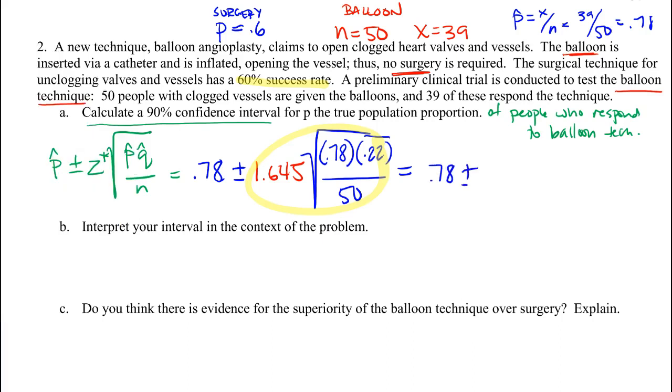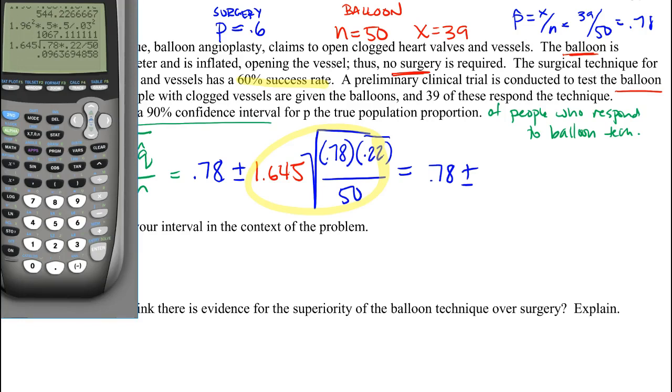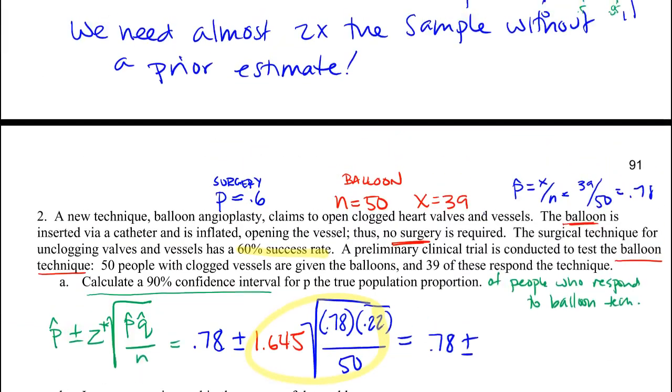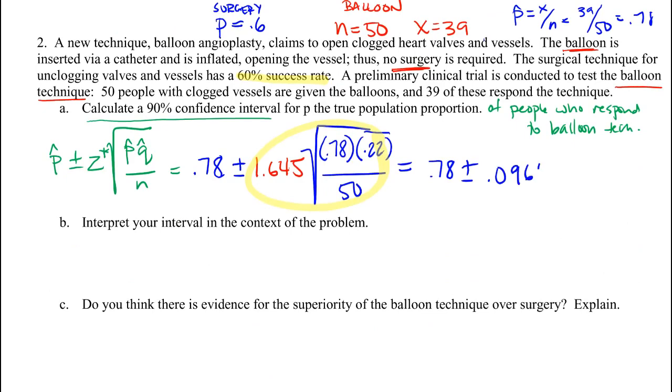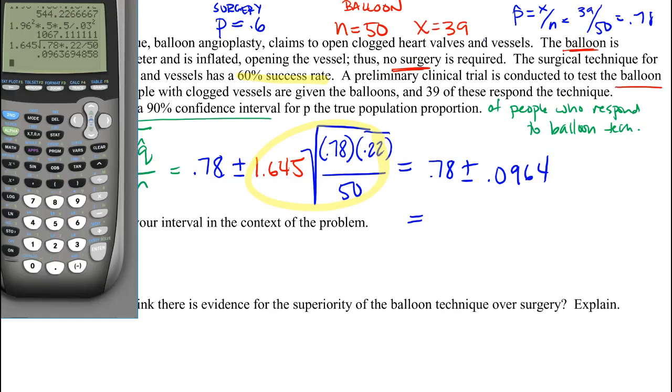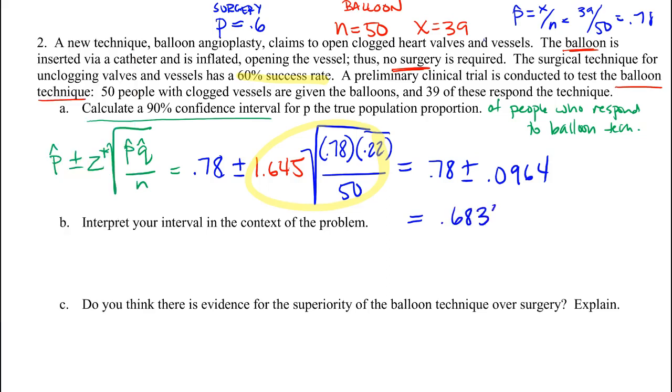We have 0.78 plus or minus 0.0964. And we can subtract that and add that to get back to our value. So 0.6836 to, I don't remember. I thought I'd keep it in my brain. 0.8764. I also can't do the simple math in my head.